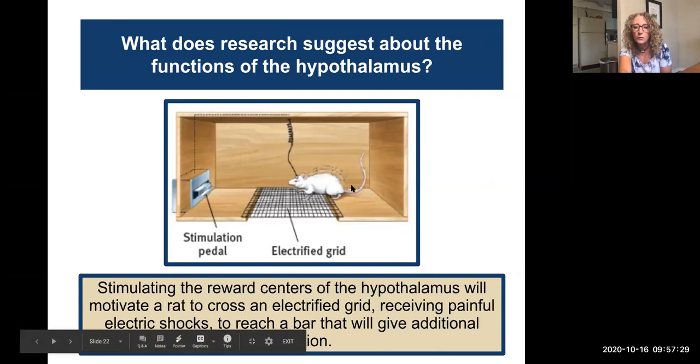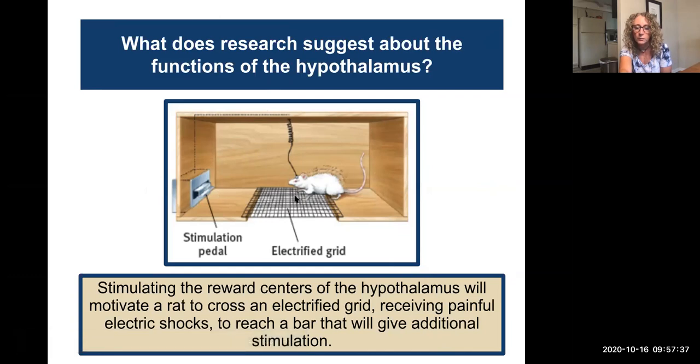So what does the research suggest about the functions? Basically, what they found was that when the rat realized that all he had to do was hit this pedal to get some type of activation to the hypothalamus, he would do it all the time. He would constantly go to the pedal and keep pushing it to receive the reward and pleasurable feelings.